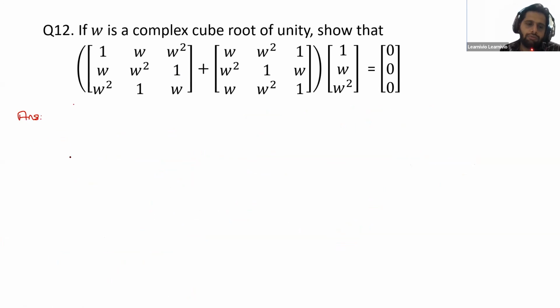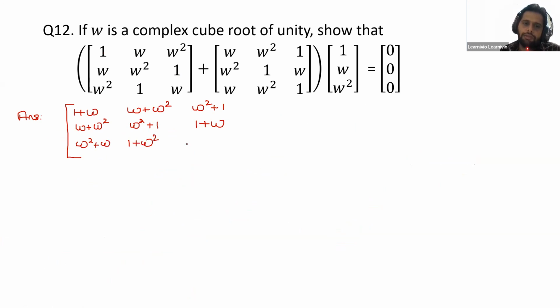So what you need to do, just add these two. One, this will become 1 plus omega. This becomes omega plus omega square. This becomes omega square plus 1. This becomes omega plus omega square. This becomes omega square plus 1. This becomes 1 plus omega. This becomes omega square plus omega. This is 1 plus omega square. This is omega plus 1.